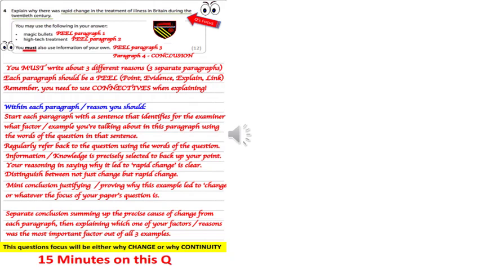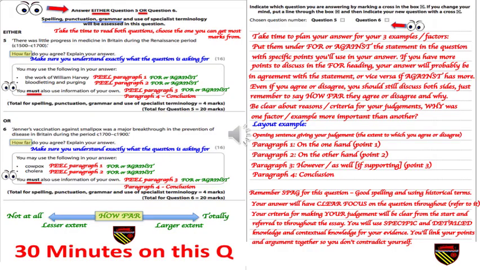Overall, the most important factor in bringing about rapid change in the treatment of illness in Britain was, this is because, and then explain why it's the most important factor, because maybe without magic bullets, there wouldn't have been further magic bullets and a quest to find penicillin, if you like. Make sure all things link to the next stage.